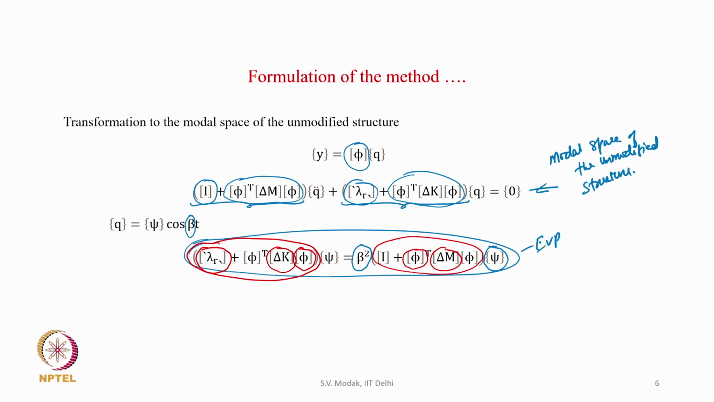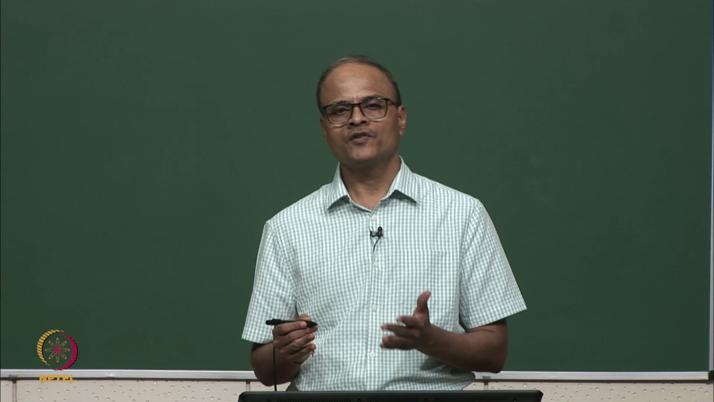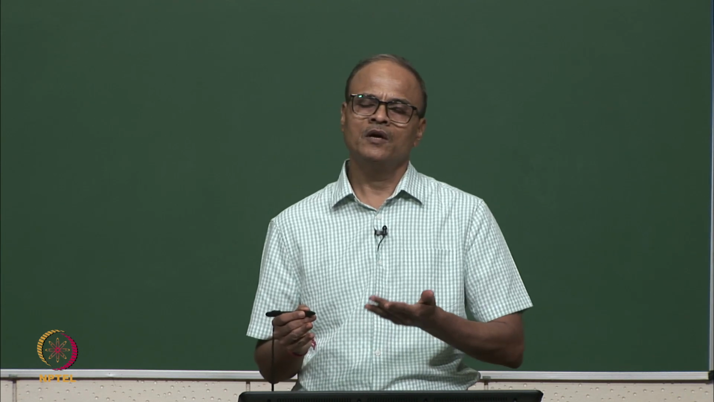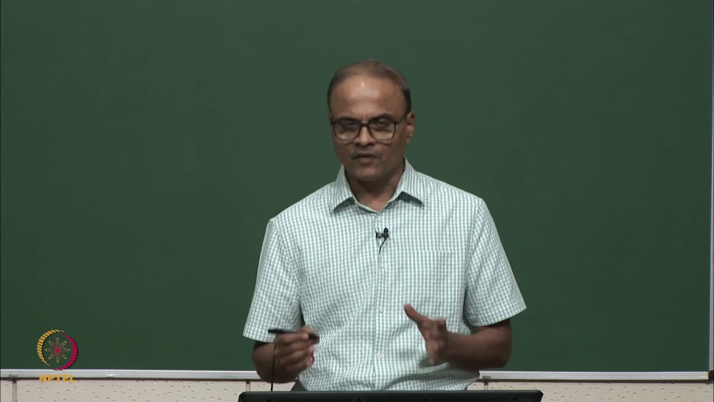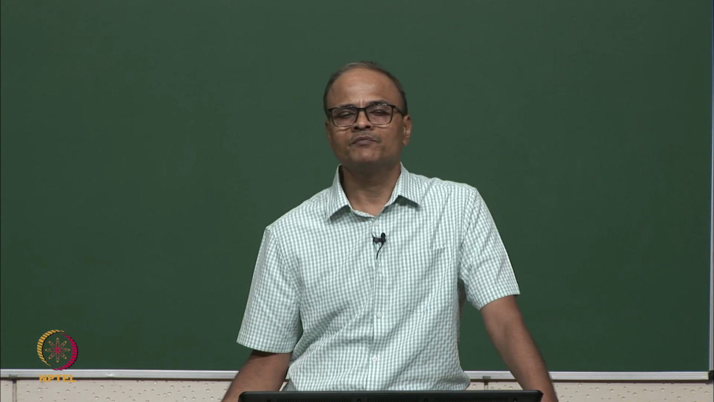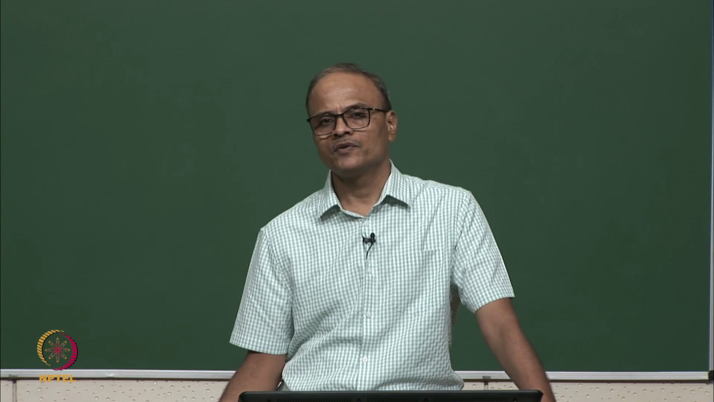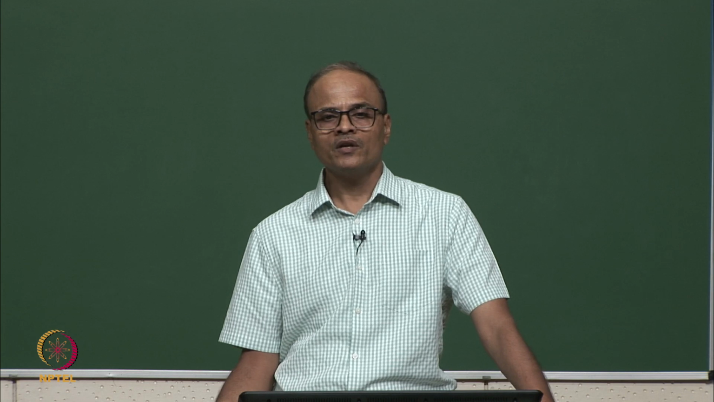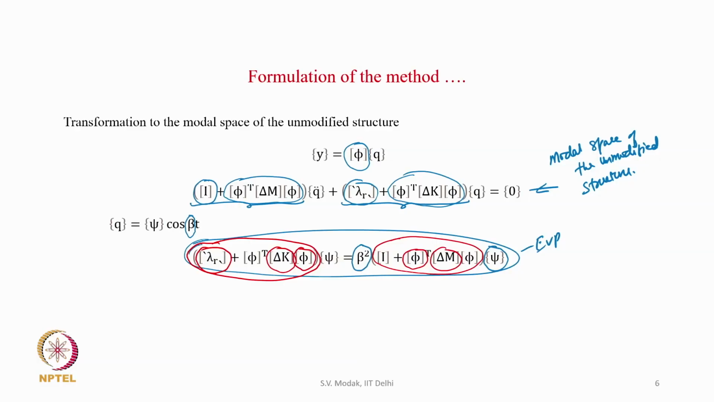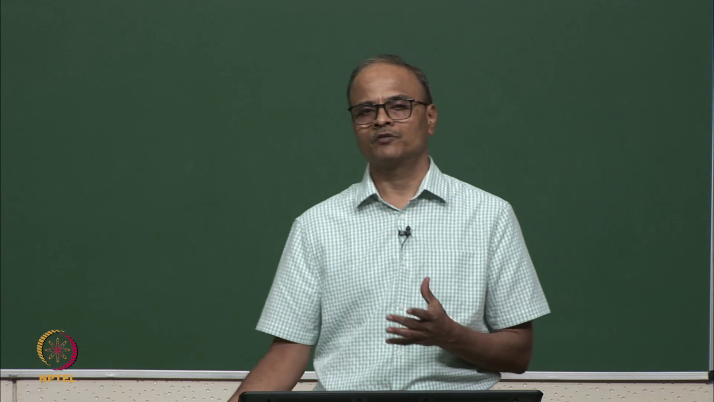And if the modal model identified by modal testing on the unmodified structure is available, then we are left only with delta K and delta M matrices, and they can be described for the chosen structural modification. So, this eigenvalue problem can be solved without needing the mass and stiffness matrices of the unmodified structure. It only requires the modal characteristics of the unmodified structure, which can be obtained by modal testing. That shows us the application of experimental modal analysis for local structural modification.